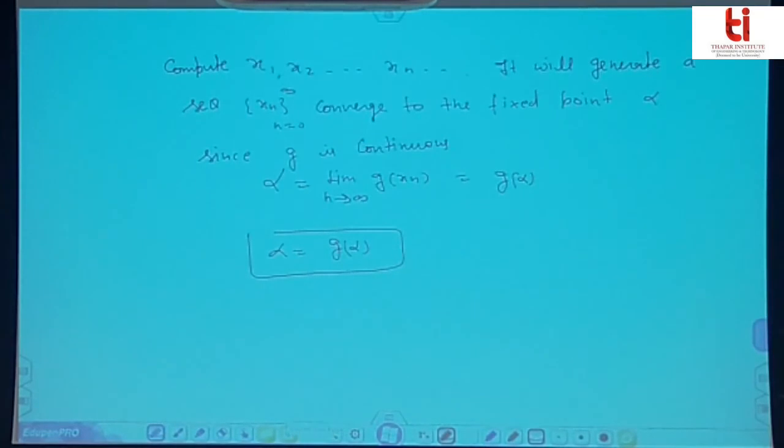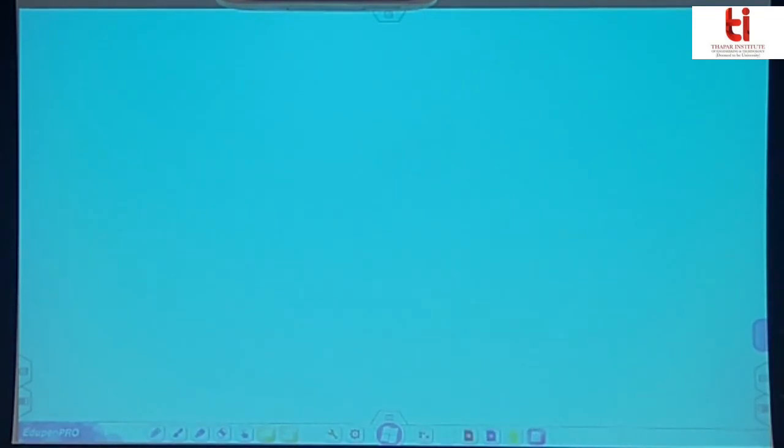Okay, let's do an example. Suppose you have to find the root of the equation x cube plus 4x square minus tan x equal to 0 in the interval 1 to 2 by the fixed point method.